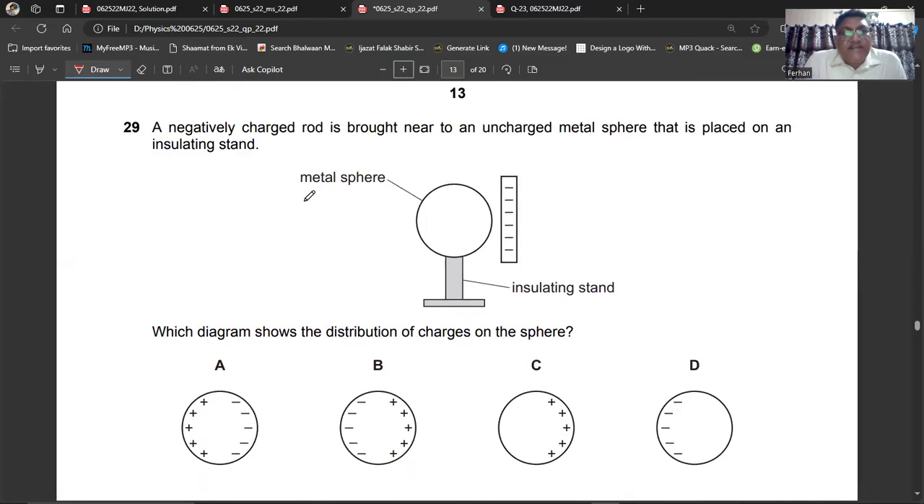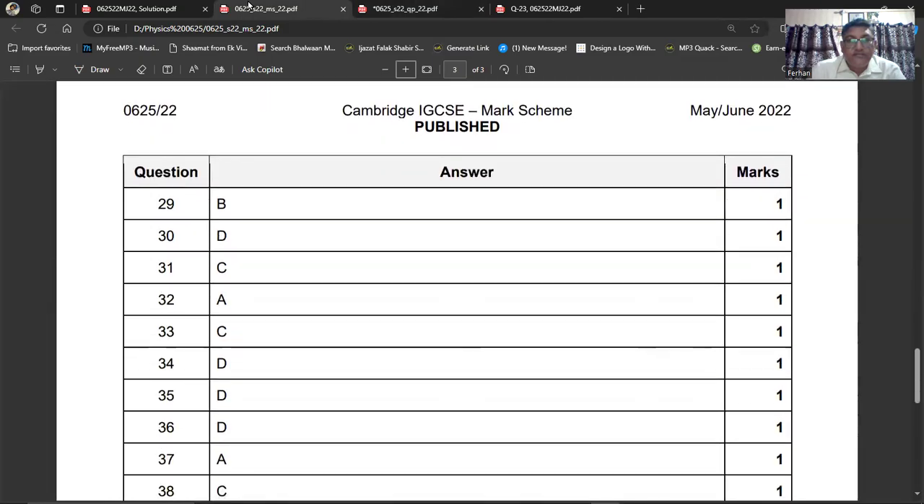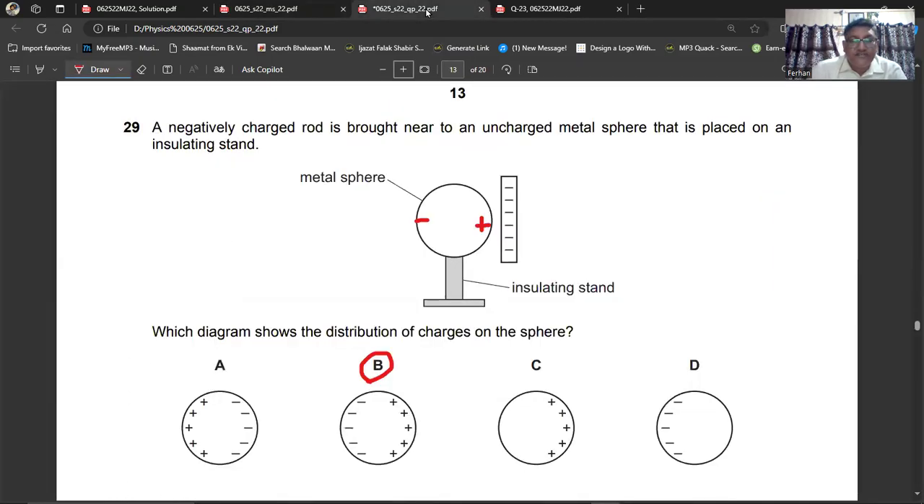Question number 29. A negatively charged rod is brought near to an uncharged metal sphere that is placed on an insulating stand. Which diagram shows the distribution of the charges on the sphere? So this end will become positive and this end will become negative. So it looks like B is the right option, sir. Question number 29, B is the right choice.